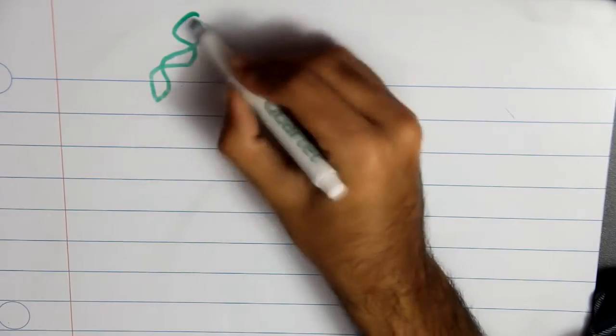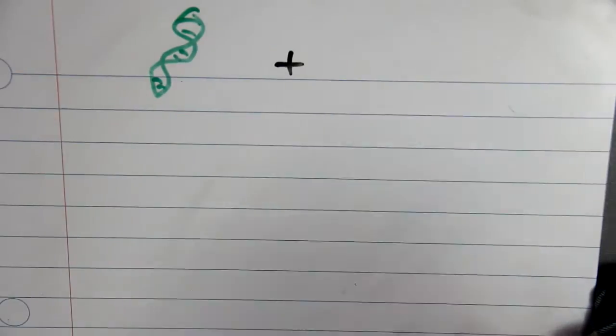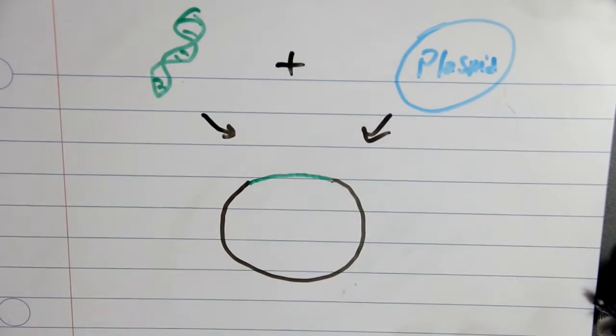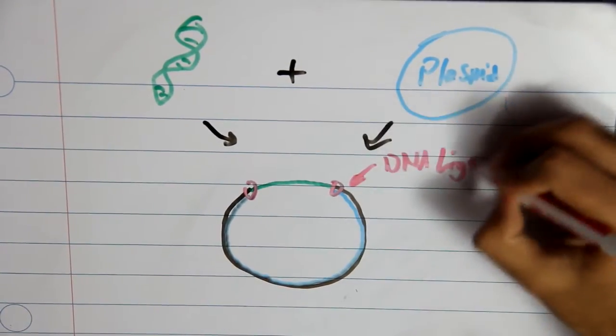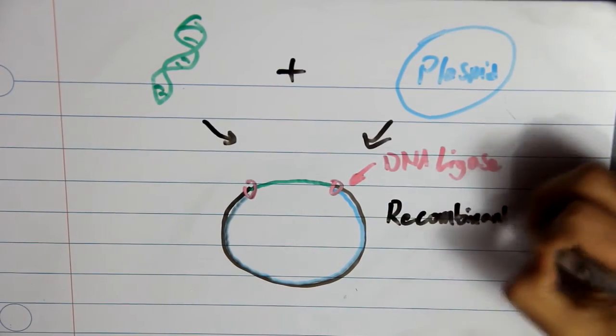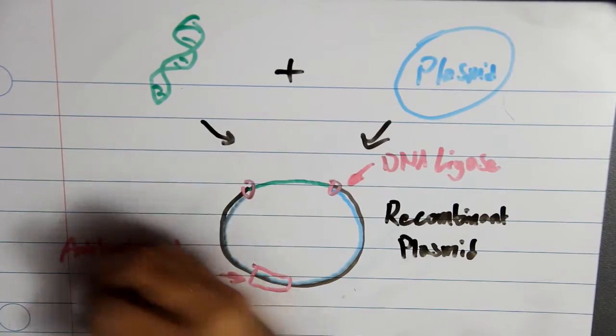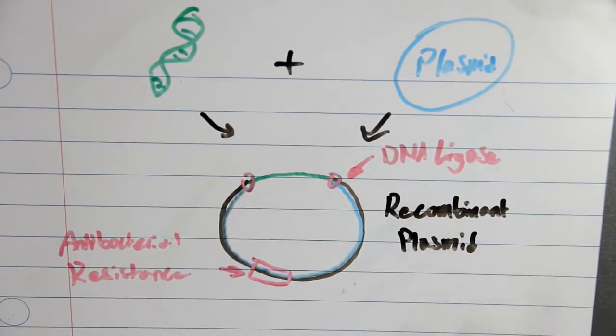In the next step, this cut portion of DNA is then transferred into a plasmid, which is a circular extrachromosomal piece of DNA, usually found in bacteria. This is done via the help of DNA ligase enzymes that join the ends. At this stage, an antibiotic resistance gene is also inserted into the plasmids to help their identification later on.